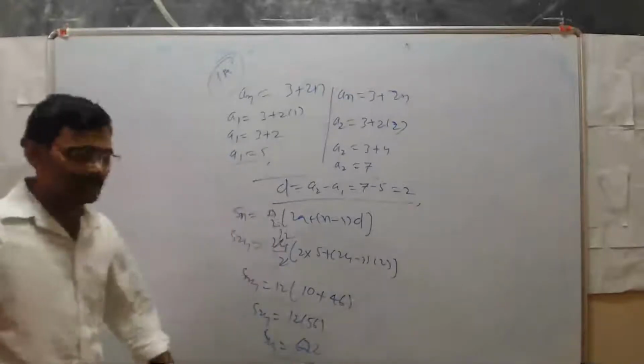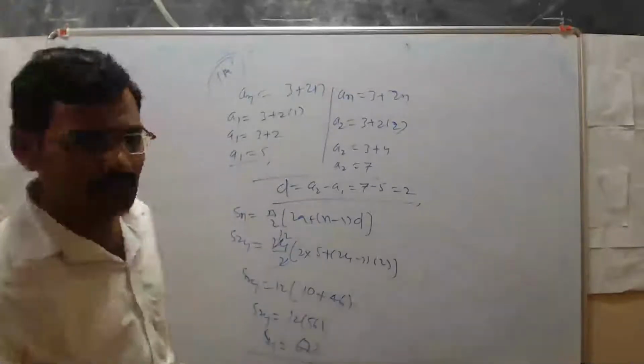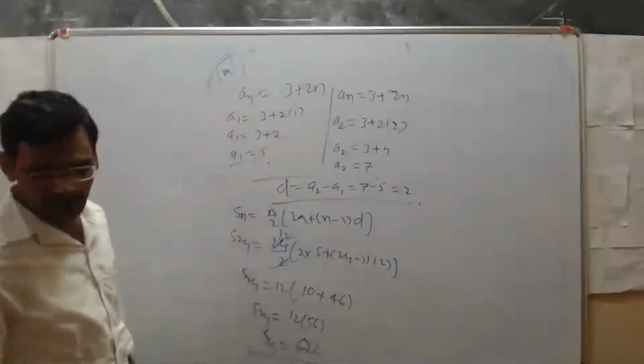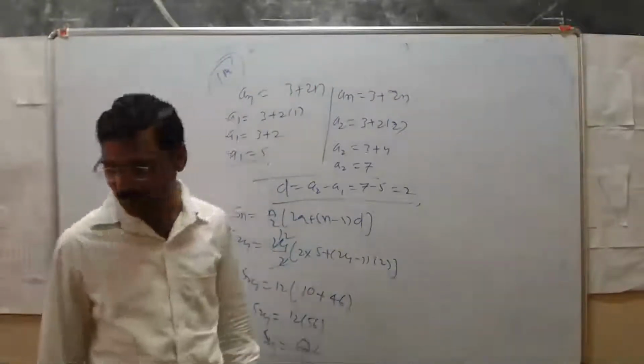Therefore, the answer is 672. Therefore, the sum of the first 24 terms is how much? 672.